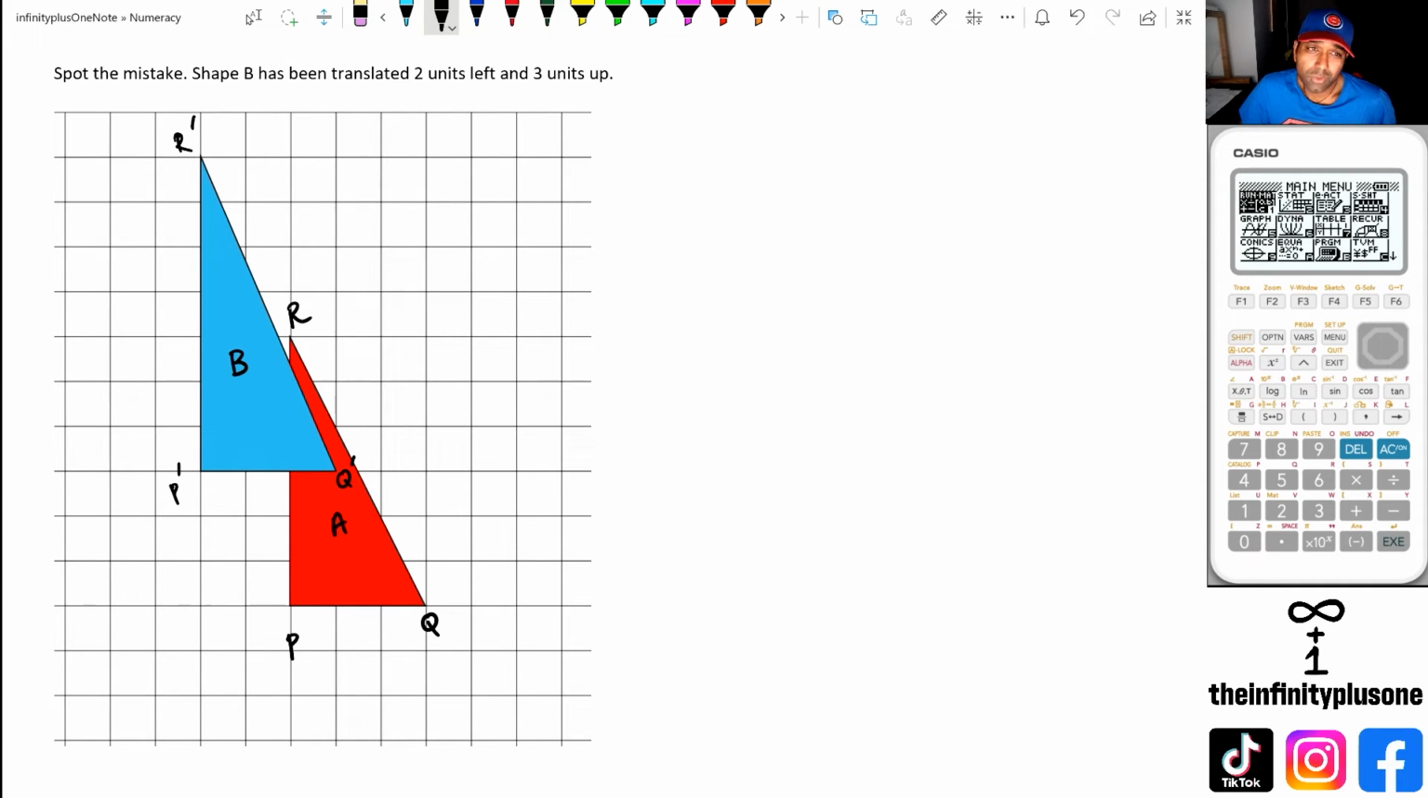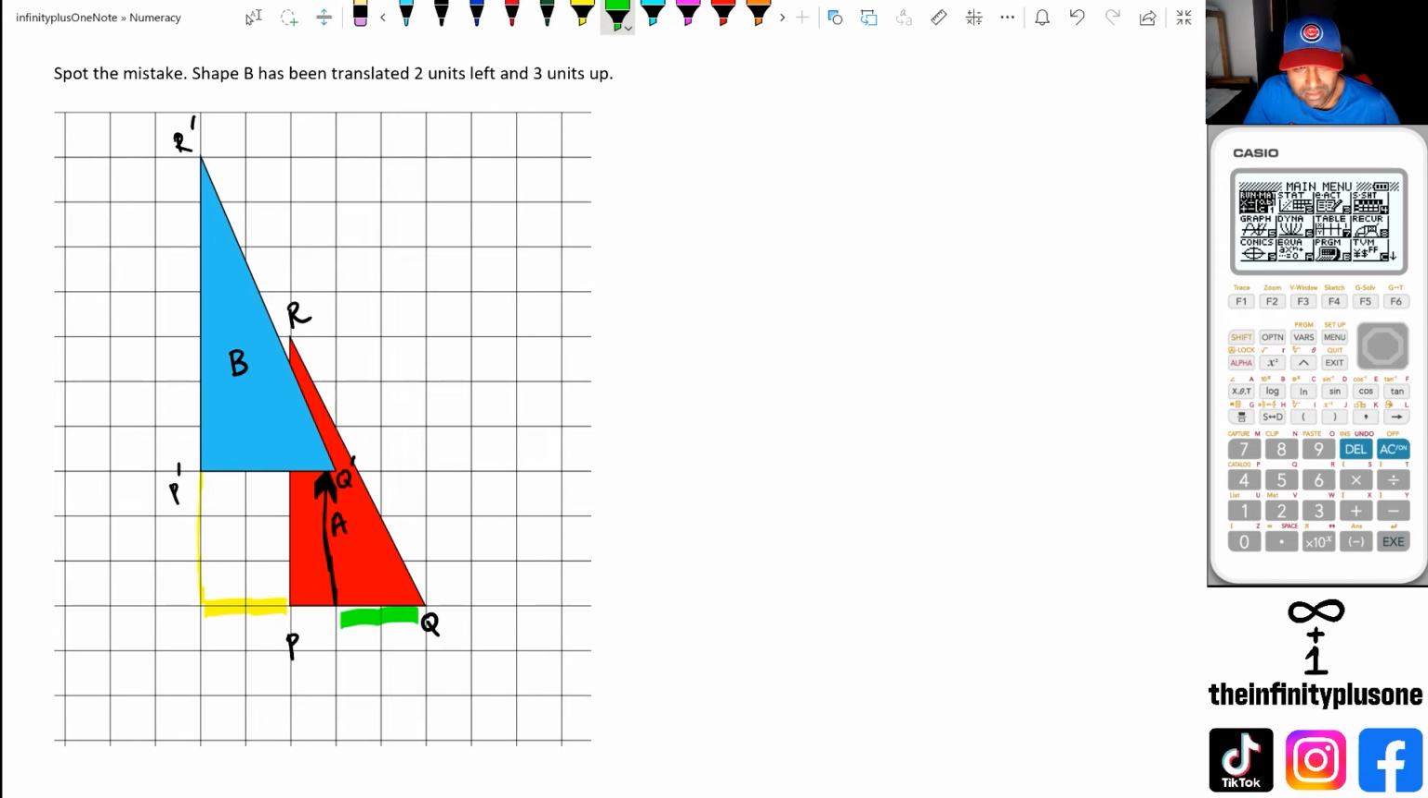Now for this particular question, when you look at it first, it actually looks correct, right? Because if you look at it, shape B has been translated 2 units to the left and 3 units up. So let's look at each of those points. So if I look at P, 1, 2 units to the left, and then it's going 3 units up. So 1, 2, 3. Looks absolutely fine. And if you look at Q, we are going 1, 2 units to the left, 1, 2, 3, 3 units to the top. Again, no issues.